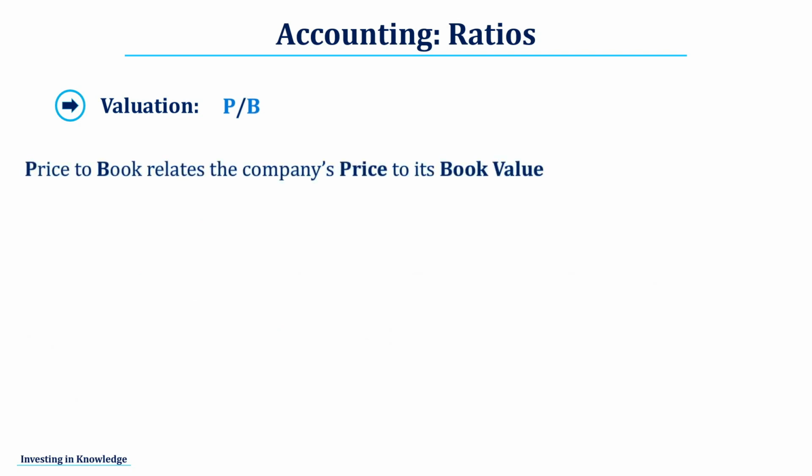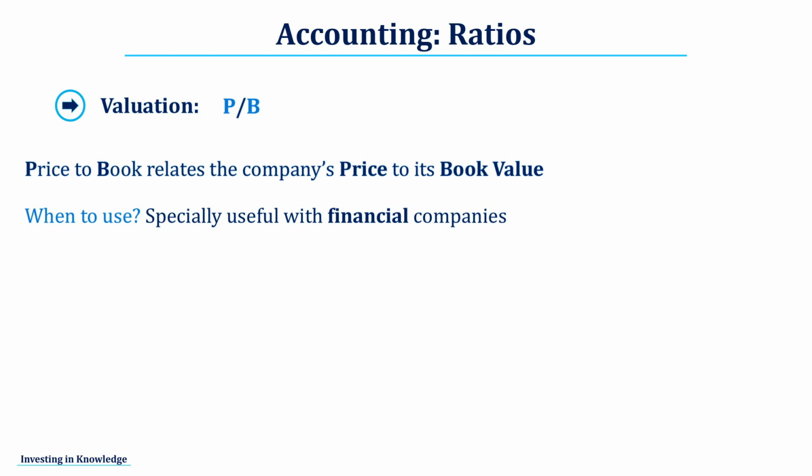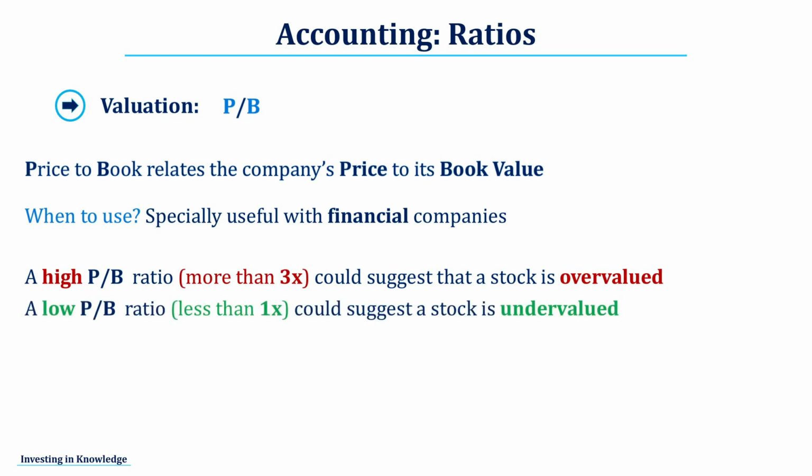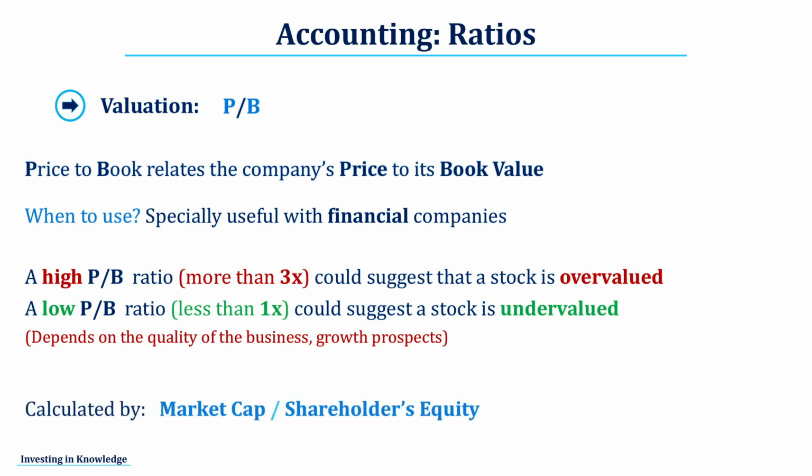Price to book relates the company's price to its book value. It's especially useful with financial companies. A high PB ratio, more than 3 times, could suggest that the stock is overvalued. Less than 1 time could suggest it is undervalued. It depends, like before, on the quality of the business and growth prospects. It's calculated by dividing the market cap by shareholders' equity.